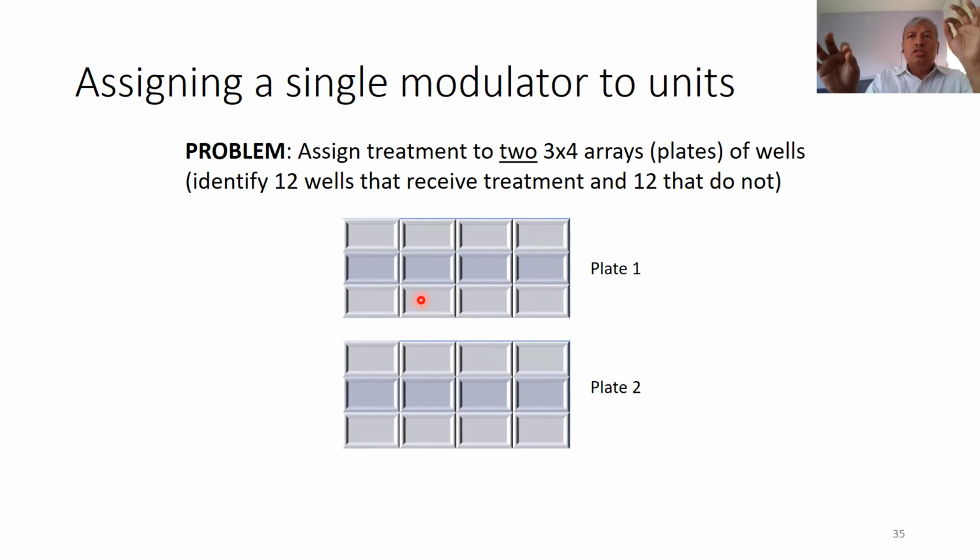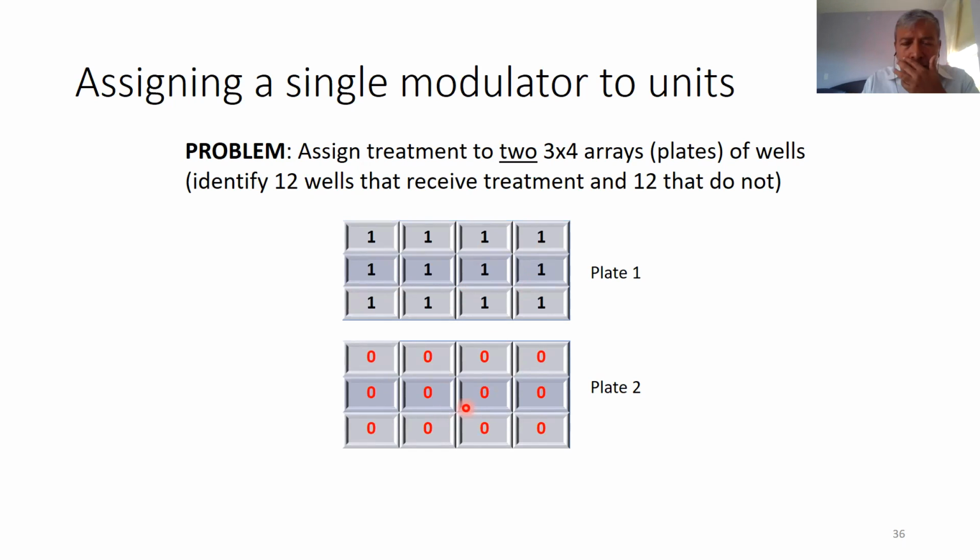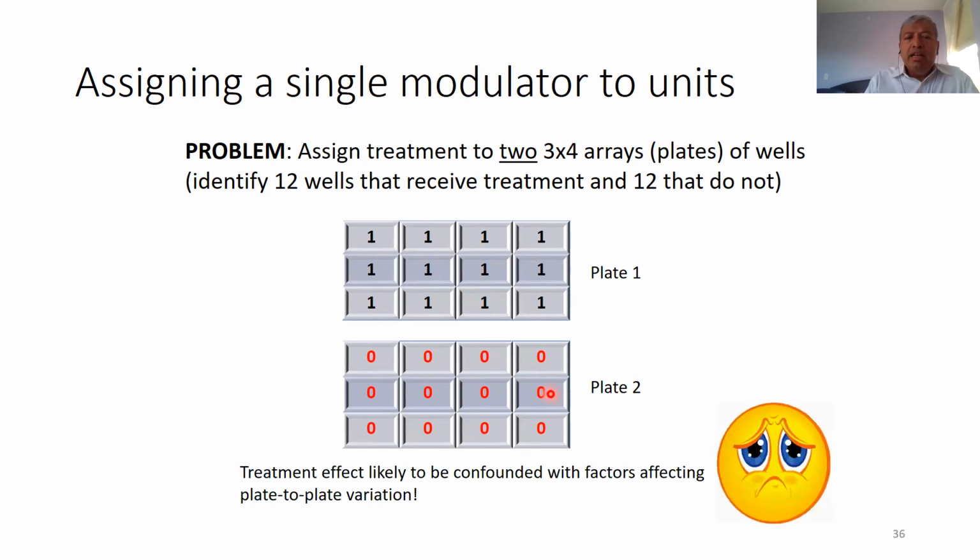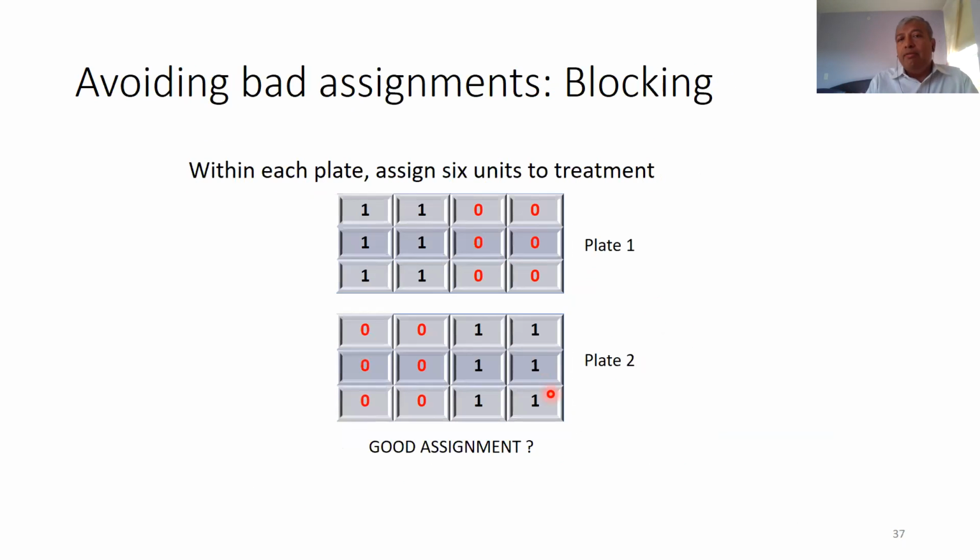And there are just 2 treatments, 0 and 1. And here is one plate, here is another plate. And I would like to assign these 2 types of treatments represented by 0 and 1 to these 24 experimental units, which are in these 2 plates, right? Physically, how would I do that? So this is obviously not a very good idea, assigning all treatment 1s to one plate and all treatment 0s to the other plate. This is definitely not good, because then there would be a complete confounding with the plates, right? So the treatment effect is likely to be confounded with factors affecting plate to plate variation. So we would like to avoid these kinds of bad assignments.